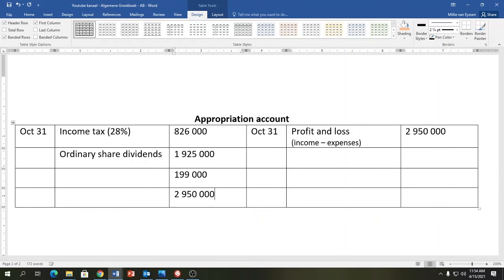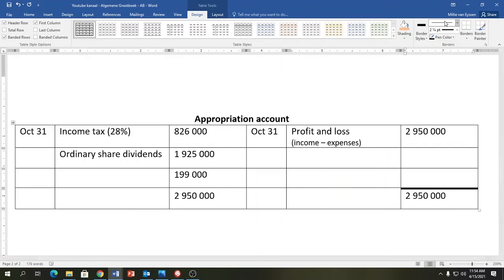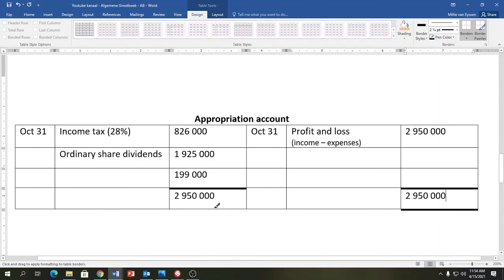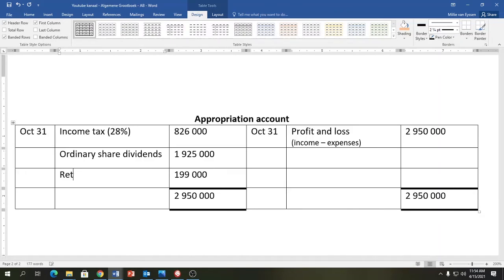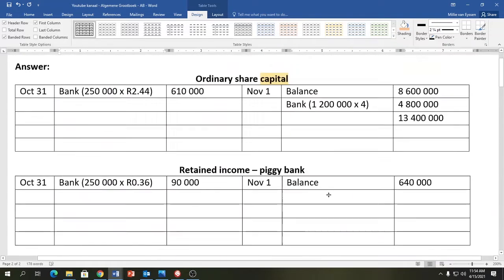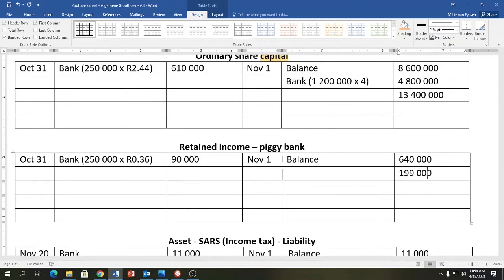So the money that is left, that's my savings basically. The money that's left will go to my piggy bank, retained income. It's on the debit side over here, which means it will go to the credit side of retained income. And the date is October 31st.